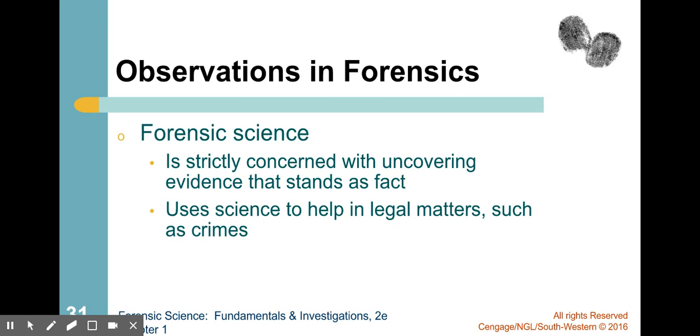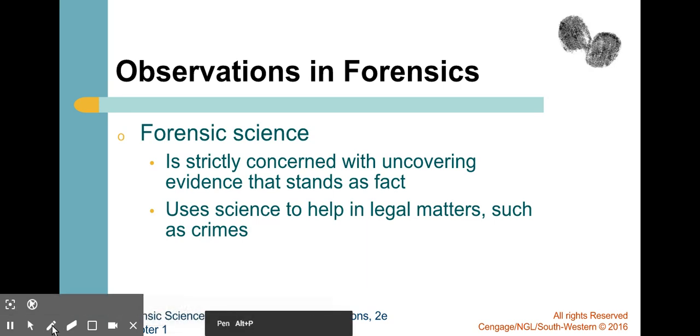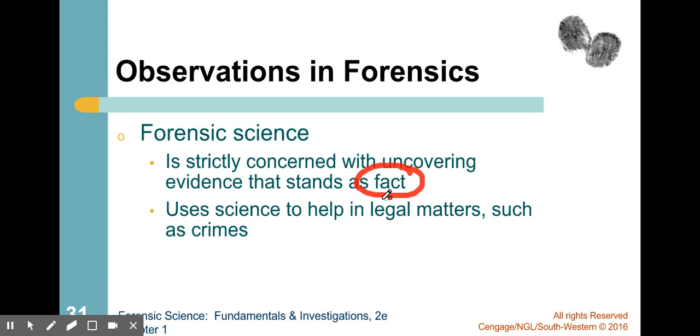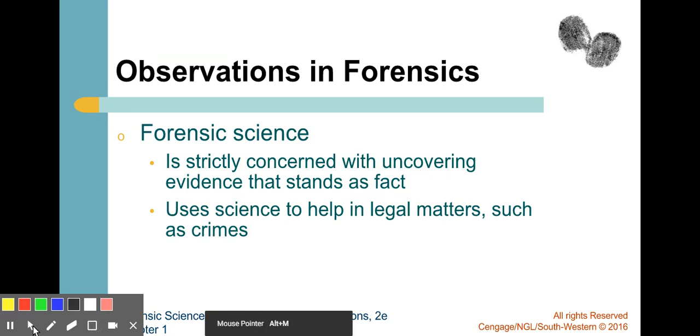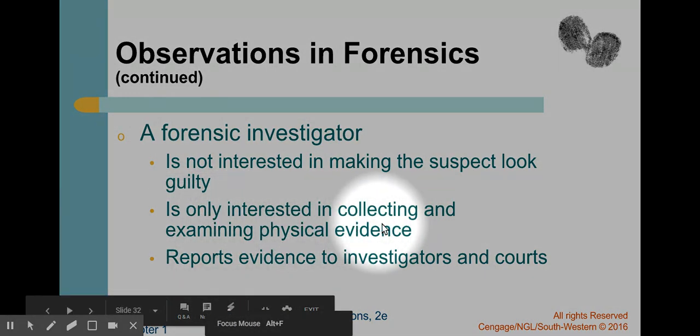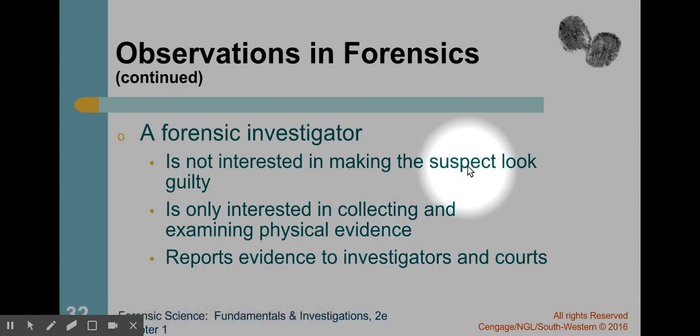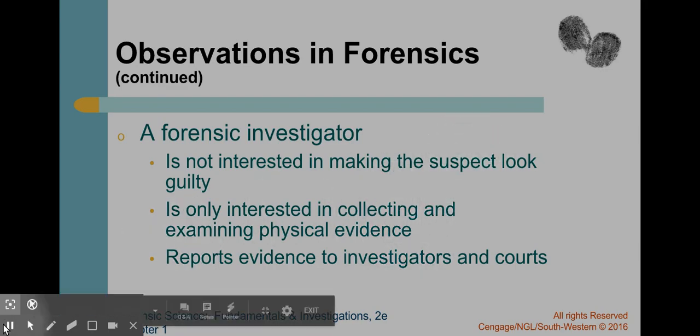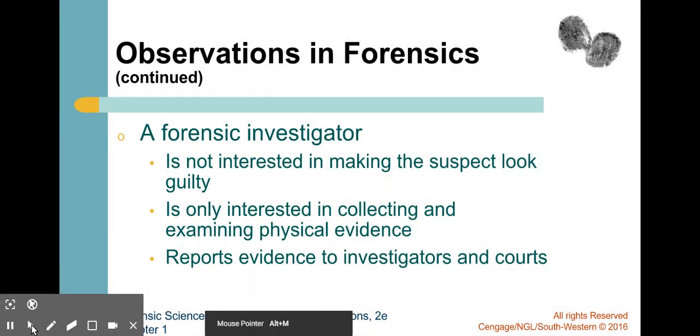So what we're concerned with is not trying to convict somebody. We're trying to uncover the facts. We're going to go into this in more detail next week, but we're really worried about the facts. We're not worried about catching somebody or putting somebody behind bars. We want to get the facts. So me, as a forensic scientist, I'm only interested in collecting and examining physical evidence. That's all I'm interested in. I'm not trying to make the suspect look guilty. That's the detective's job. That's different than the forensic scientist.